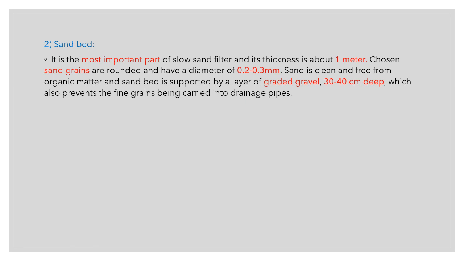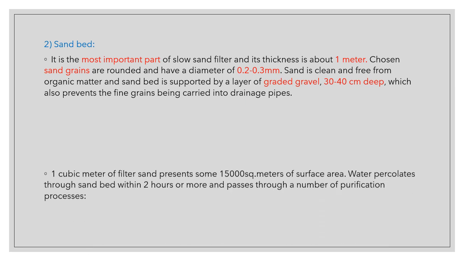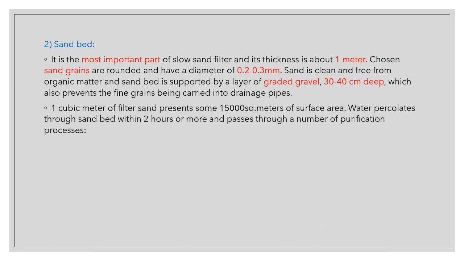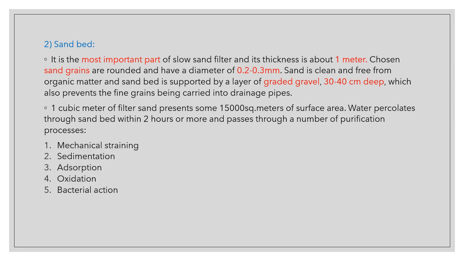And this sand bed is supported by a layer of graded gravel that is 30 to 40 centimeters deep. This will prevent the fine grains of sand from being carried into the drainage pipes as the water flows through. 1 cubic meter of the filter sand presents about 15,000 square meters of surface area. The water percolates through the sand bed within 2 hours or more and passes through a number of purification processes, which are 5 in number: mechanical straining, sedimentation, absorption, oxidation, and bacterial action.